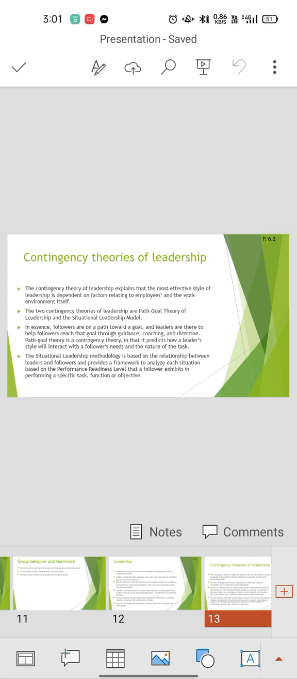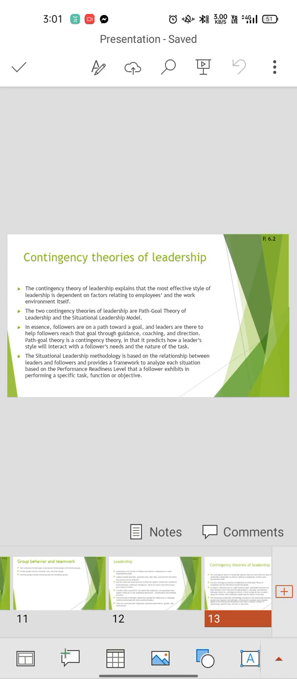Contingency theories of leadership. The contingency theory of leadership explains that the most effective style of leadership is dependent on factors relating to employees in the work environment itself. The two contingency theories of leadership are path goal theory of leadership and the situational leadership model.